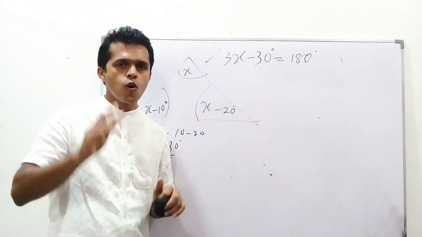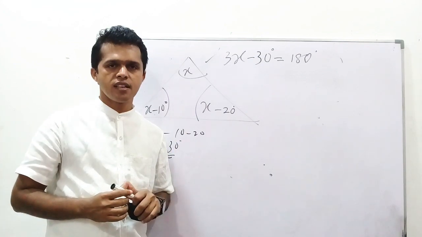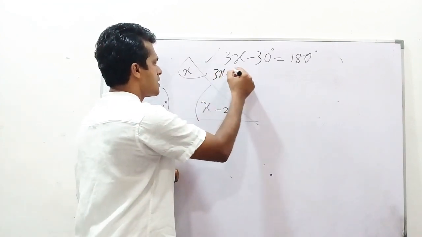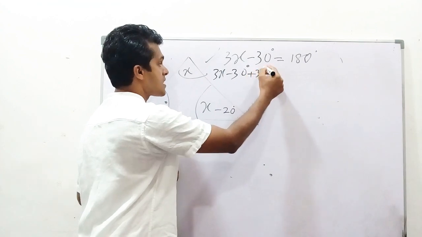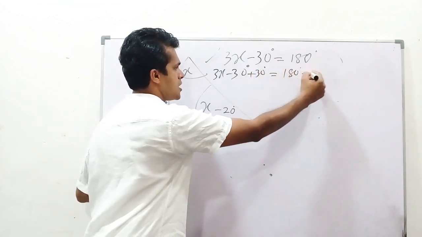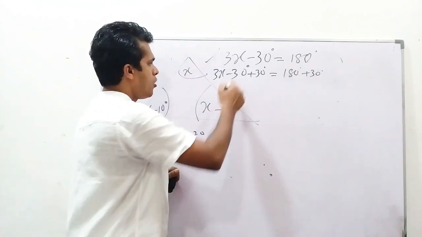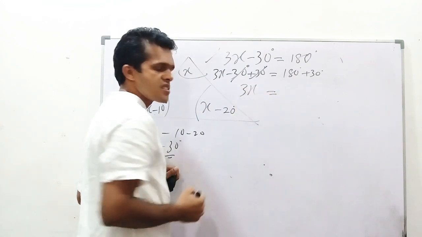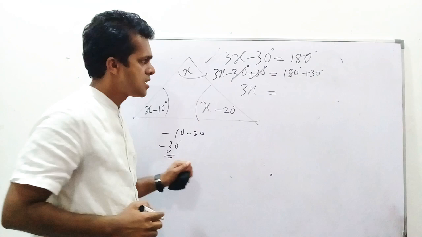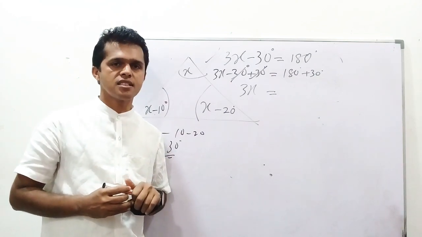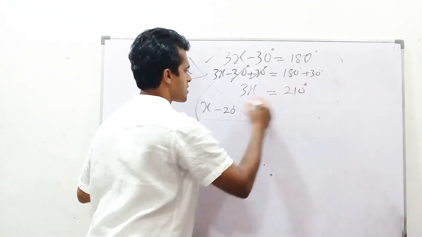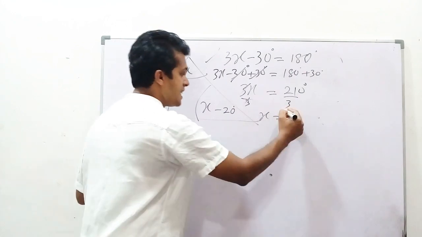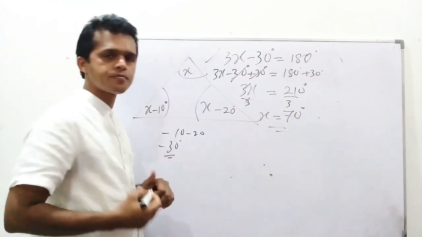The first step is obtaining an equation in terms of x. So 3x minus 30, therefore we add plus 30 to both sides. Now you can simplify minus 30 and plus 30. After that 3x equals 180 plus 30, the answer 210 degrees. Both sides should be divided by 3. Then the value of x is 70 degrees.